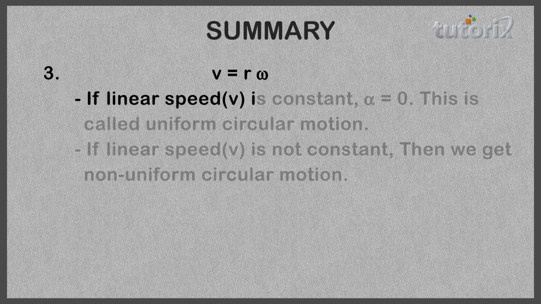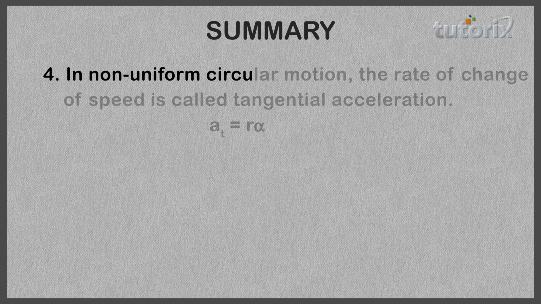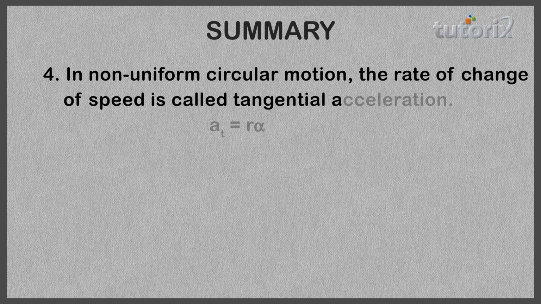If the linear speed is constant, then alpha is equal to 0, and we have uniform circular motion. If the linear speed is not constant, then we have non-uniform circular motion. In non-uniform circular motion, the rate of change of speed is known as tangential acceleration. Tangential acceleration, that is at, is equal to r times alpha.